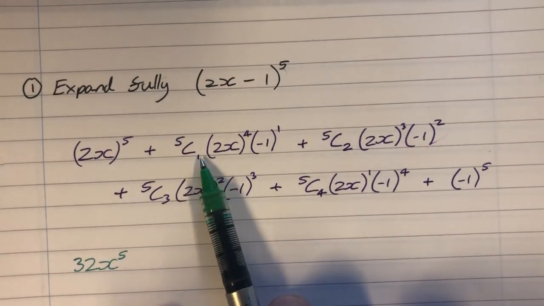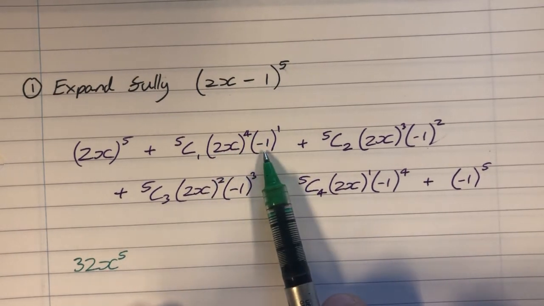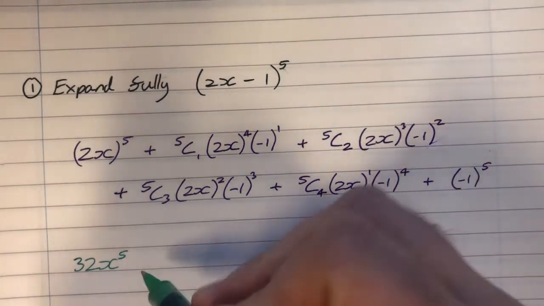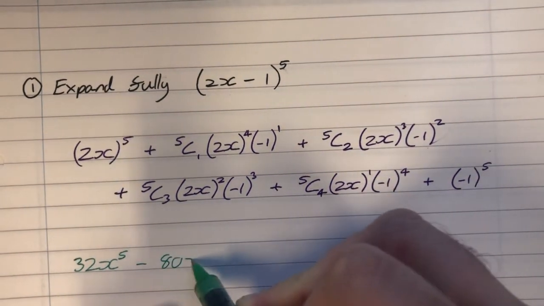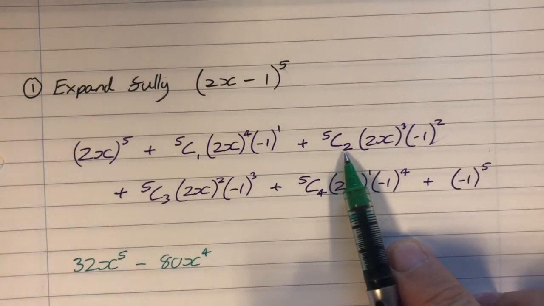Here, that's going to be the number 5. Number 5 times 16 is 80. And then we've got minus 1, which is just minus 1. So it's minus 80 x to the 4. 5c2, again, you can either think of Pascal's triangle, or perhaps you can use the nCr formula, which I gave in the previous video. Either way, you get that 5c2 is the number 10.